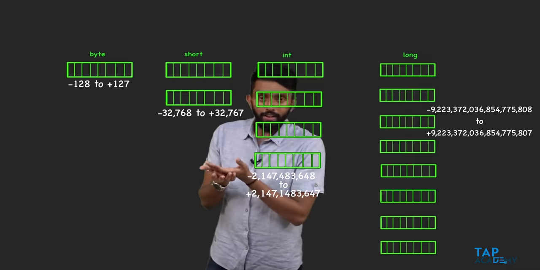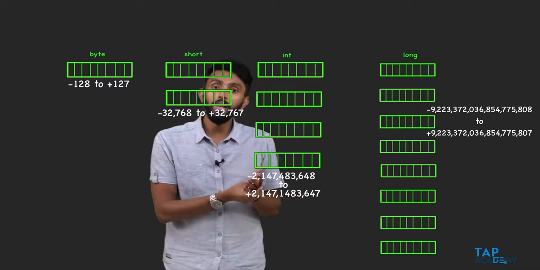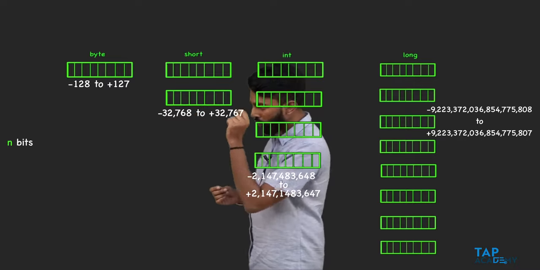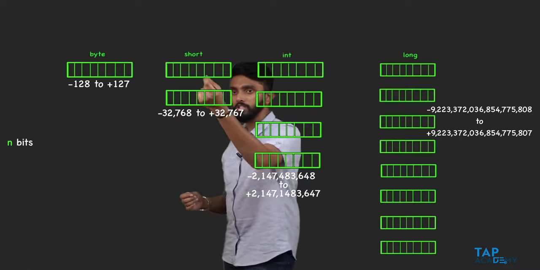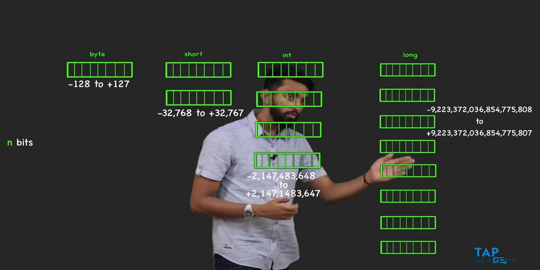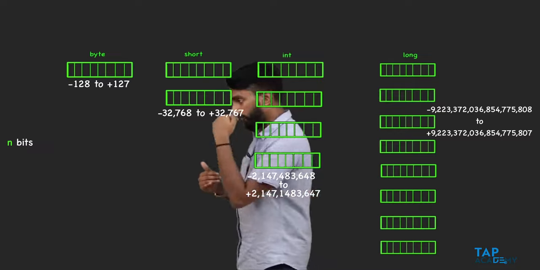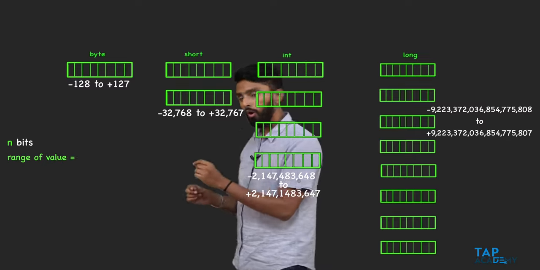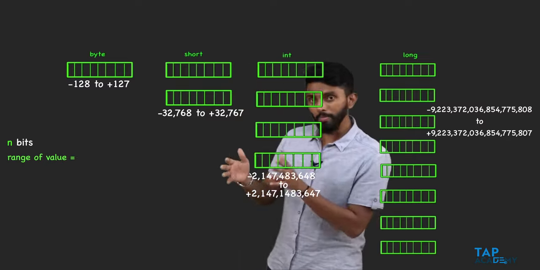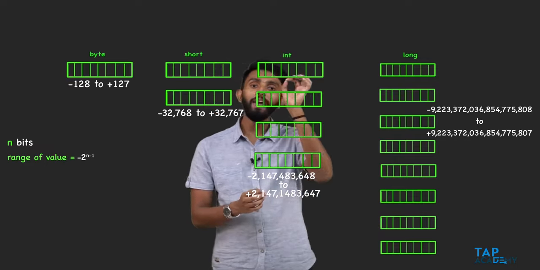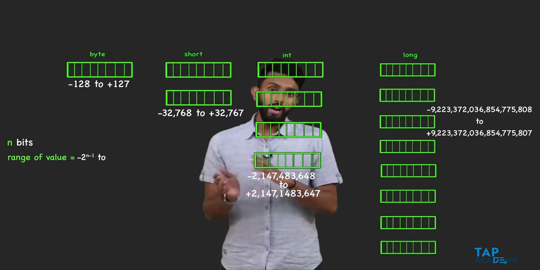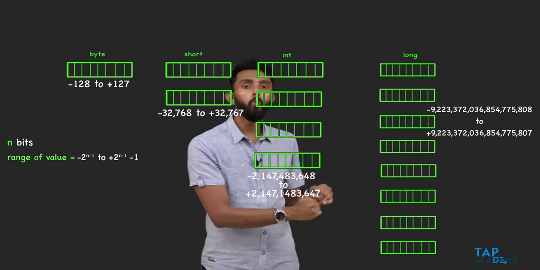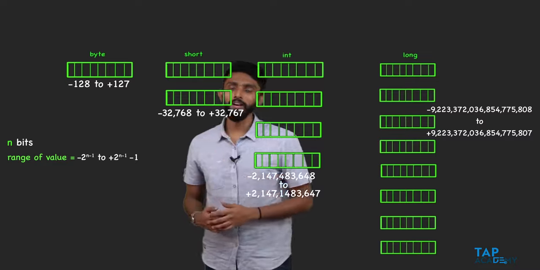But to calculate the range of values that a particular data type can store, we have a formula. That is, if a data type gives you n bits, right? This gives you 8 bits, this gives you 16 bits, this gives you 32 bits, this gives you 64 bits, like that. I hope you're able to think, right? So if it gives you n bits to store data, then the range of values it can store is given by a formula: the left side, that is the minimum value, is minus 2 to the power n minus 1. The right side, which is the highest value that it can store, is plus 2 to the power n minus 1 minus 1. Now, how did this formula come into picture?